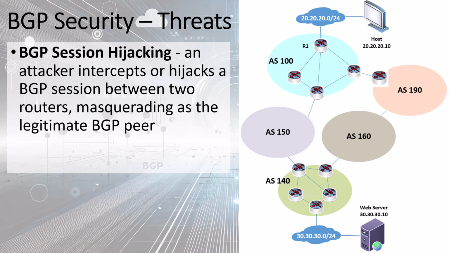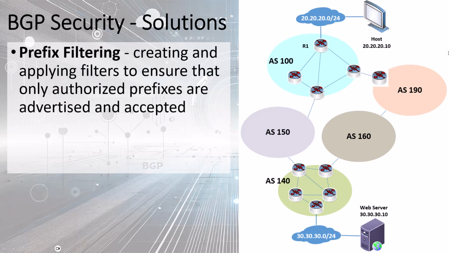Now, there are other threats as well, but this gives you an idea of the kinds of things that can happen. Now, how do we mitigate against these potential attacks? There are several best practices that we should deploy, and these include things like prefix filtering. Prefix filtering essentially creates a filter to ensure that only authorized prefixes are advertised and accepted.